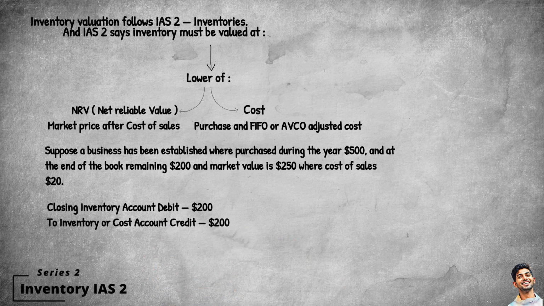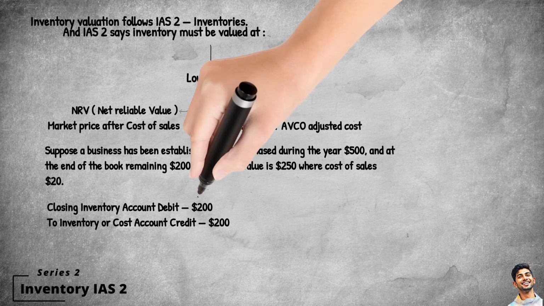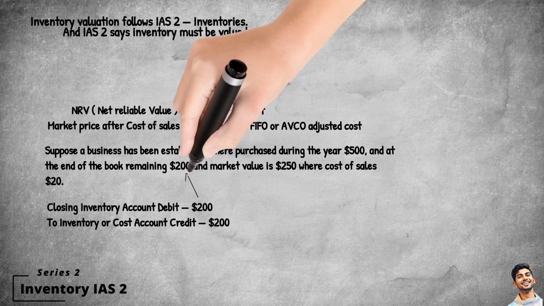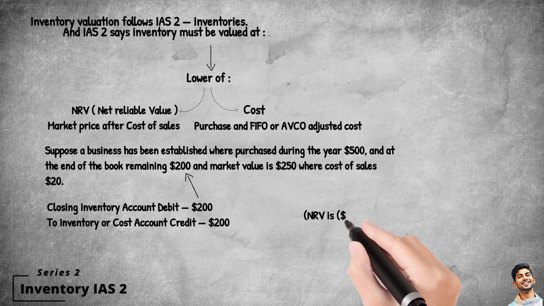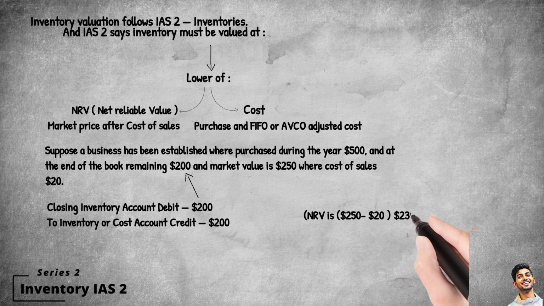Since cost is 200 and NRV is $250 less $20, which is 230, the 200 cost is lower. This moves inventory out of expense and treats it as an asset.